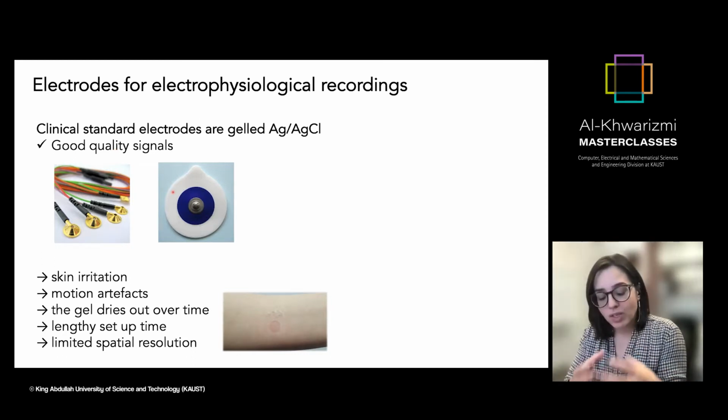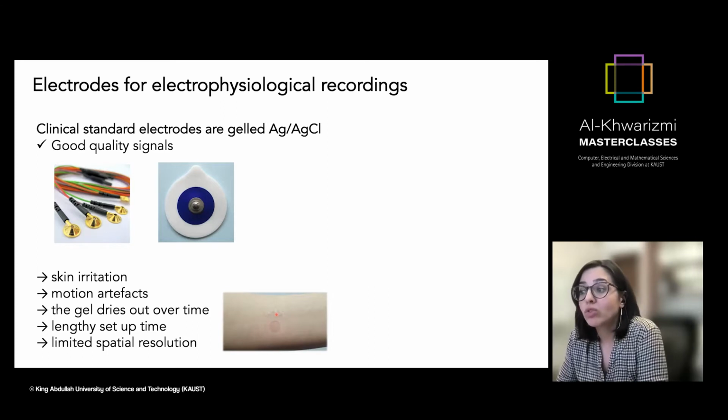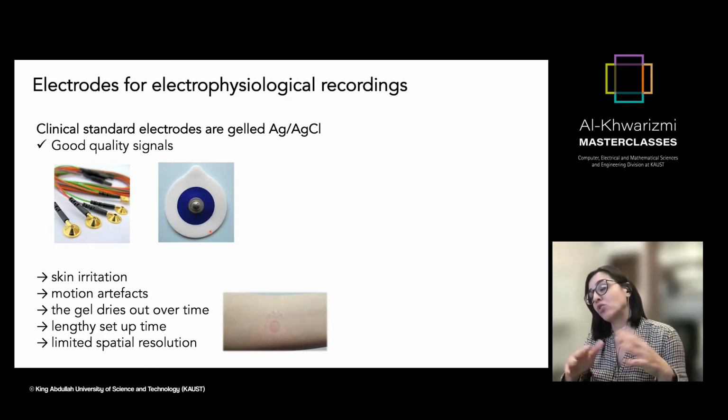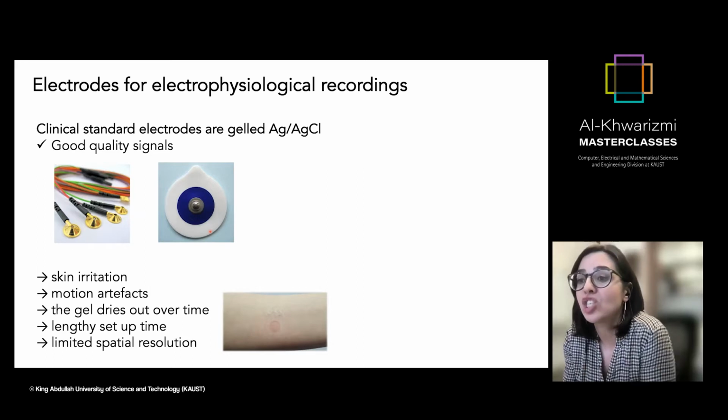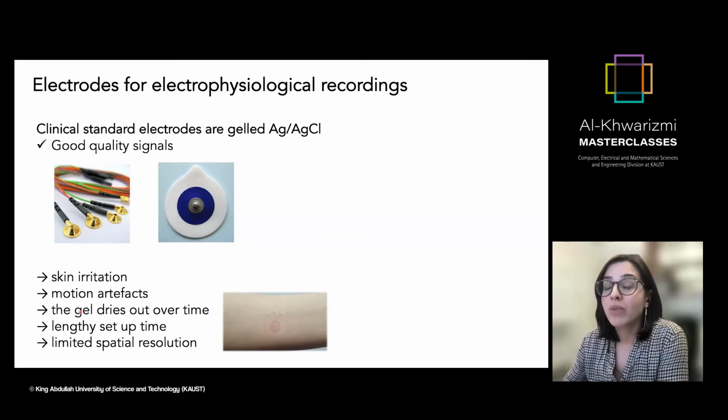However, because of this gel that the electrode is connected to, for some people, this gel can cause some irritation. And because these electrodes are rigid, there are also some motion artifacts. So if the clinician wants to take long-term signals, that becomes hard by using such gelled AgAgCl electrodes. Another problem is that the gel dries out over time. And when the gel dries out over time, the signal quality goes down.